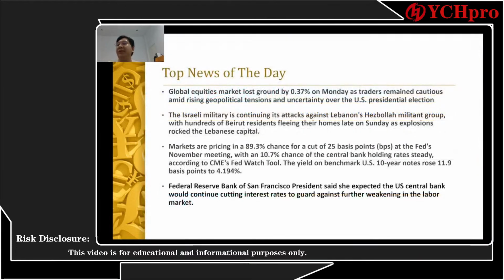Alright, so what really happened since yesterday? Global equities lost ground by 0.4% on Monday, as traders remain cautious amid rising geopolitical tensions and uncertainty over the US presidential election. We can see that the Middle East escalation started to go even further, and right now markets are pricing in a 90% chance for a 25 basis point cut, with just a 10.7% chance of holding rates steady. And the yield on the 10-year notes rose by 11.9 basis points.